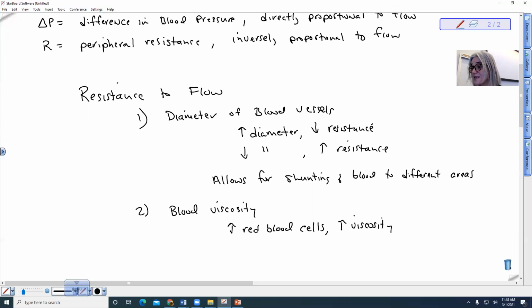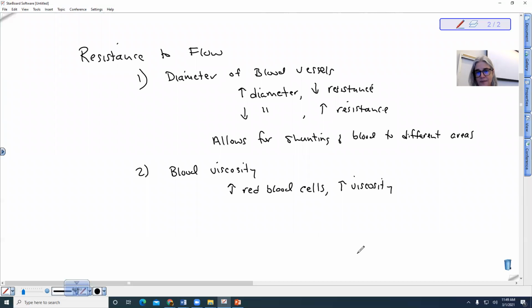And so, for example, this is why blood doping, specifically using EPO as a drug to enhance your performance as an athlete, can be very bad because it increases your blood viscosity, and it causes a resistance to flow. So it's going to be harder to get the blood to the different areas.